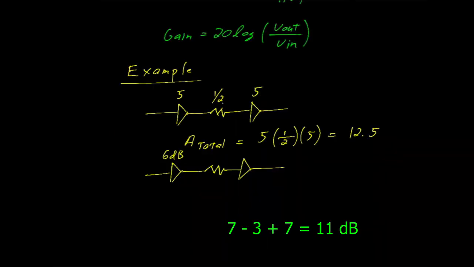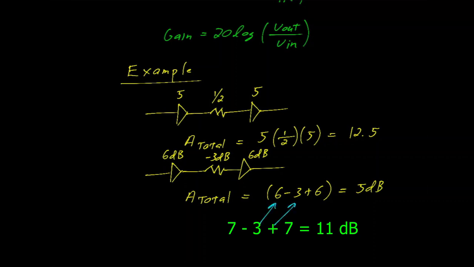A reduction of 1/2 becomes negative 3 dB. And again, an increase of 5 is 6 dB. So we talk about a total gain equal to 6 minus 3 plus 6, which gives us 5 dB. We do like working with dB because the operations are either addition or subtraction.